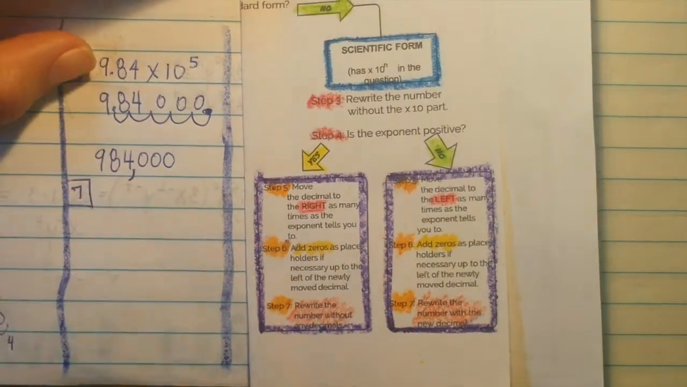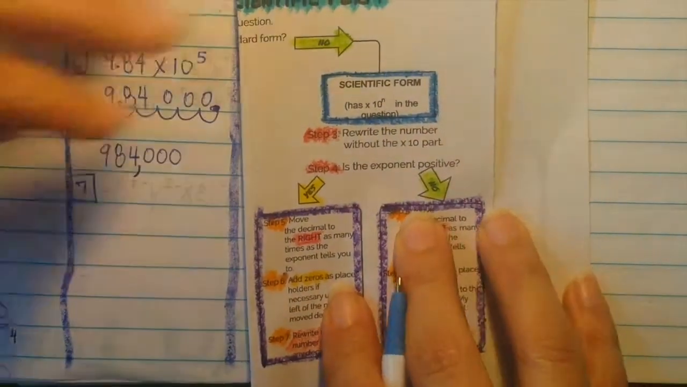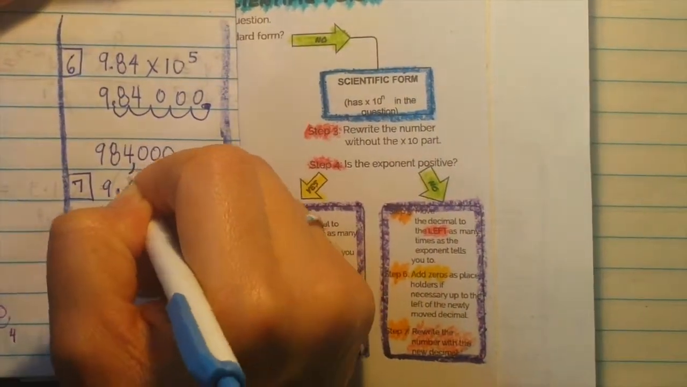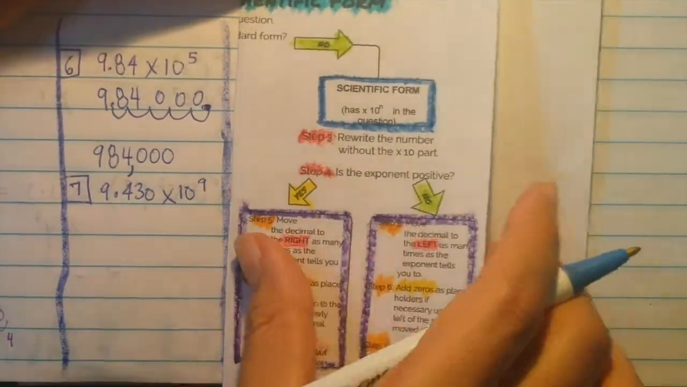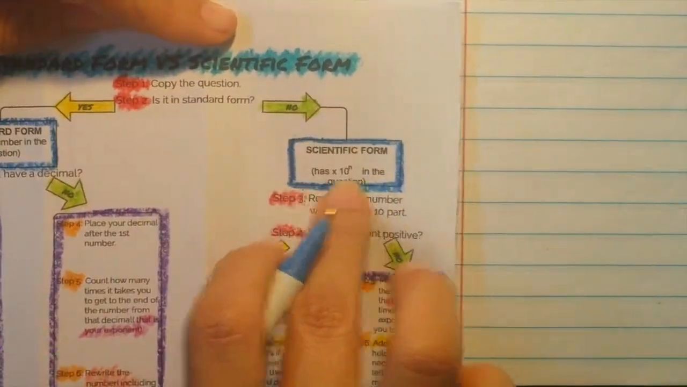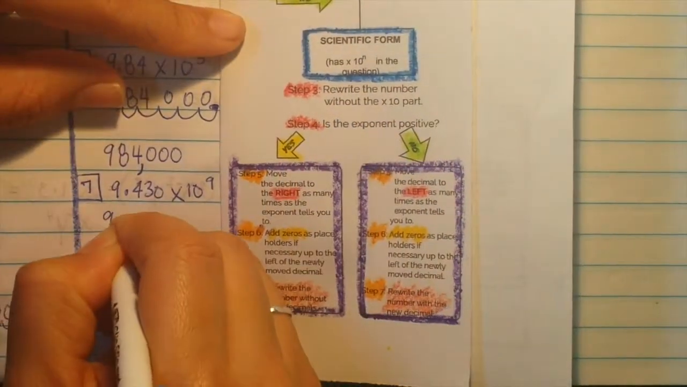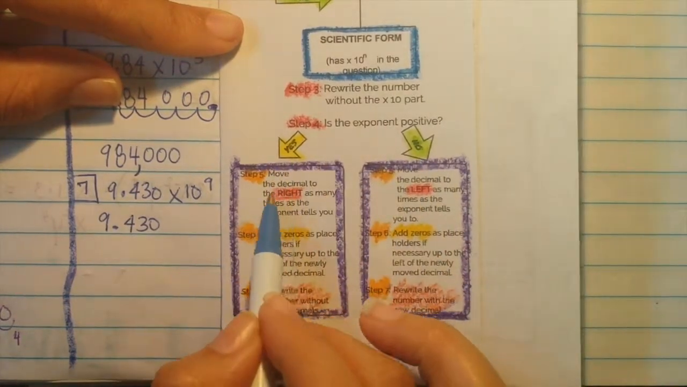Let's say we had 9.430 times 10 to the 9. Write all the way on the left hand side because you run out of space if you don't. Okay. So it's scientific form, rewrite the number without the times 10 part. So all the way at the end, 9.430. And then, is it positive? Yes, it is. So we're moving to the right.